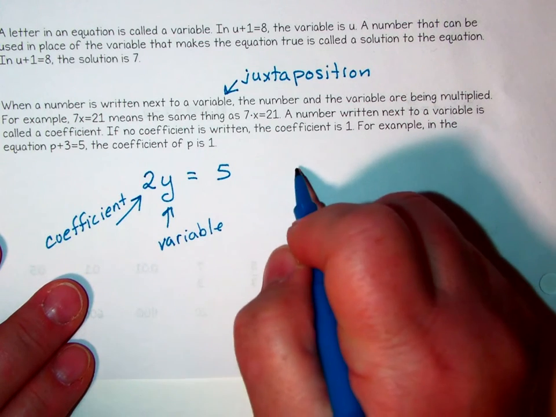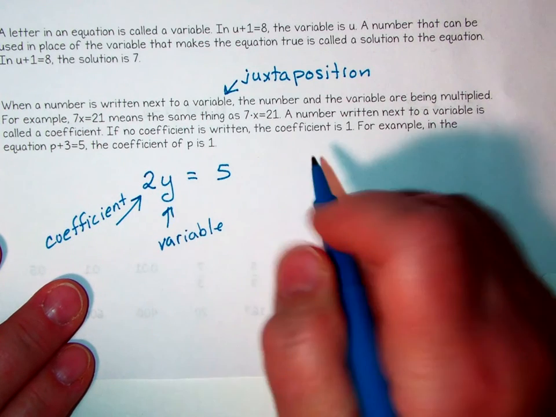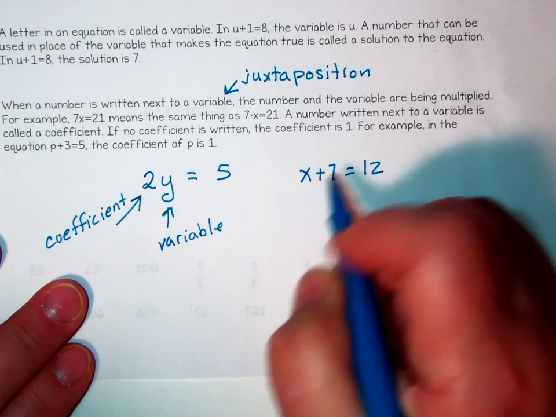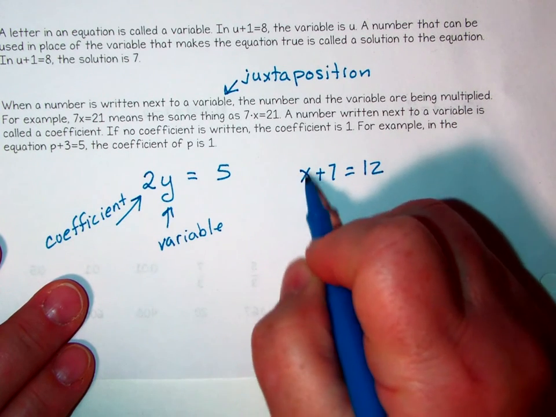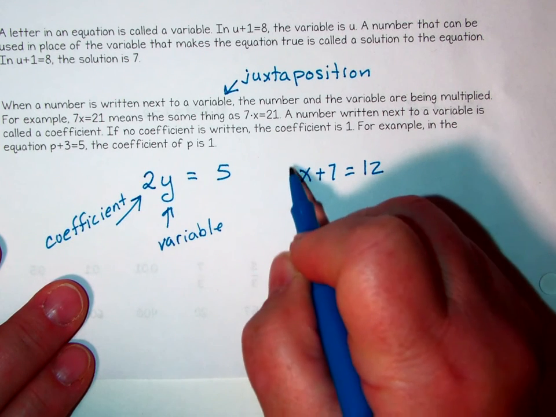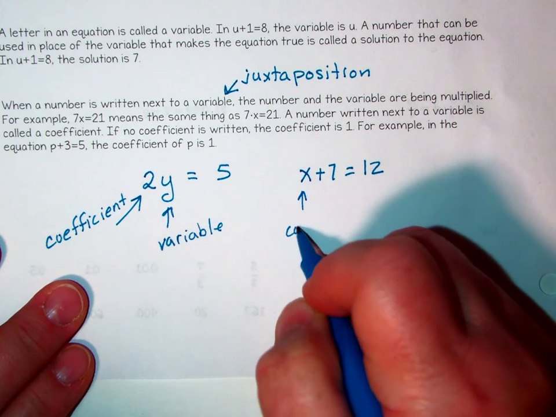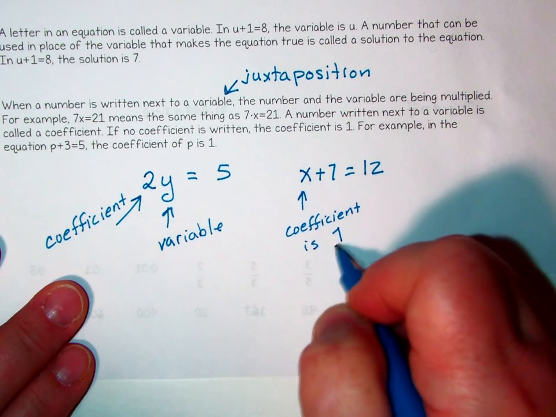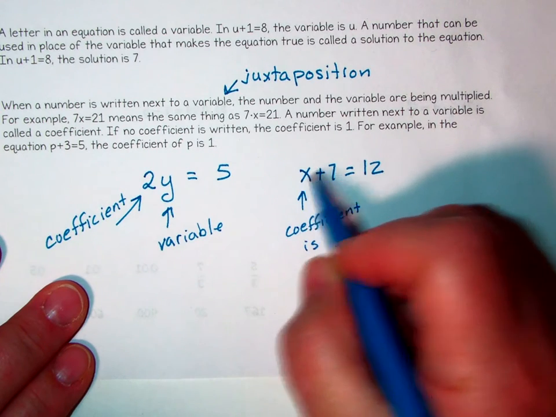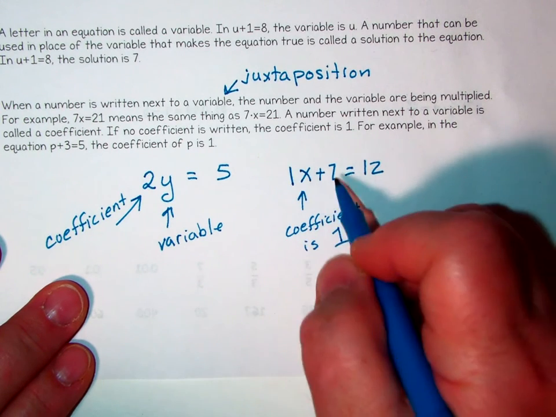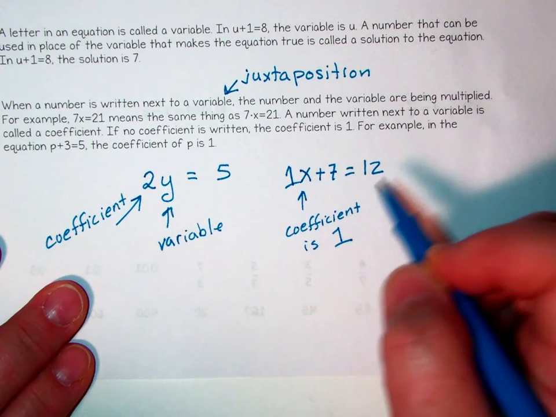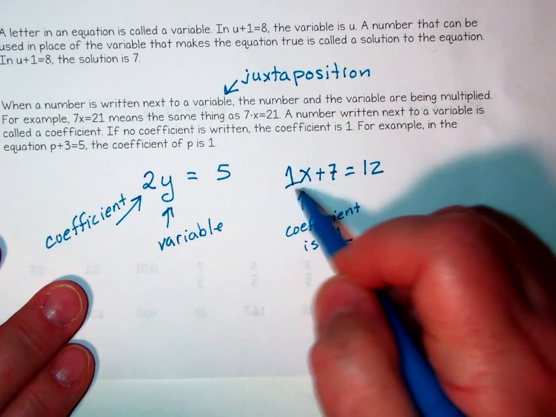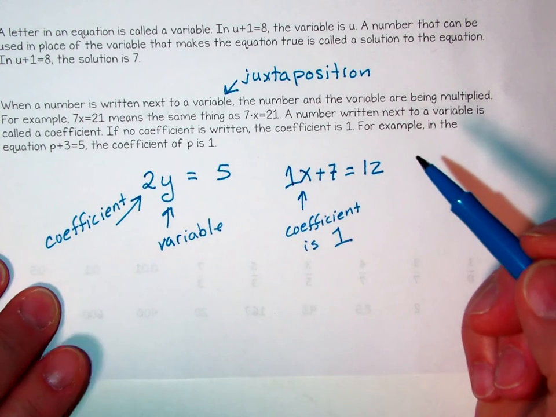If I have an equation where I just have a variable and there's no number written next to it, for example, x plus 7 equals 12, even though there's no number next to this x, because it's one x all by itself, the coefficient is 1. I could write 1x plus 7 equals 12, but I don't need to. It's superfluous. If there's just a single variable there, I know it means 1x. All right.